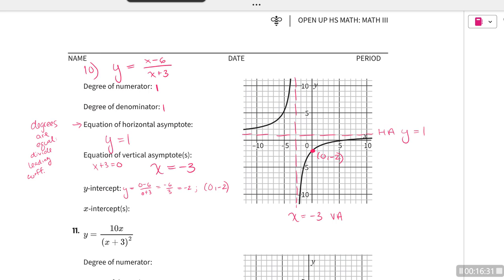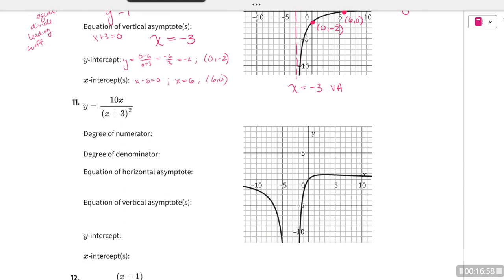Okay, x-intercepts. Again, this is where we're looking at the numerator. We're saying, what would make x minus 6 equal to 0? Well, if I add 6 to both sides, I get x equals 6. So 6, 0 is my x-intercept, which I do see right here. 6, 0. Okay, that is problem 10. Let's go down to problem 11.